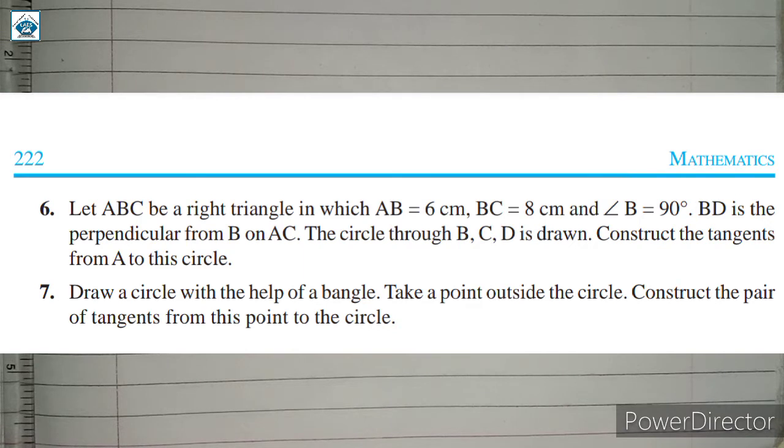Question number 7. Draw a circle with the help of a bangle. Take a point outside the circle. Construct the pair of tangents from this point to the circle. So in this question, we are not given any radius for our circle. We are told to draw a circle with the help of a bangle.